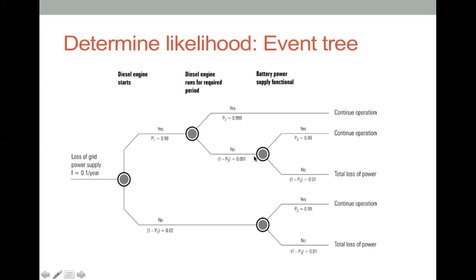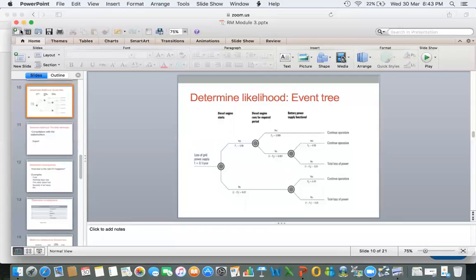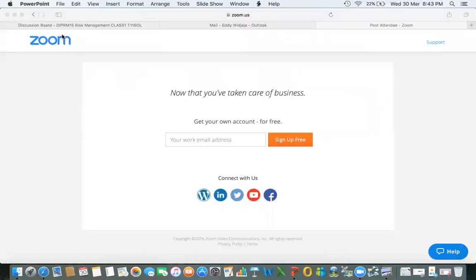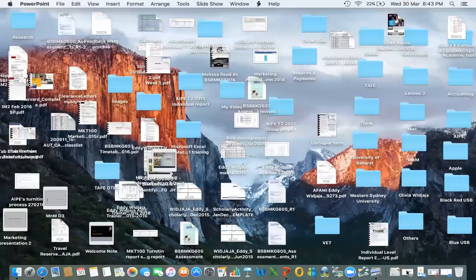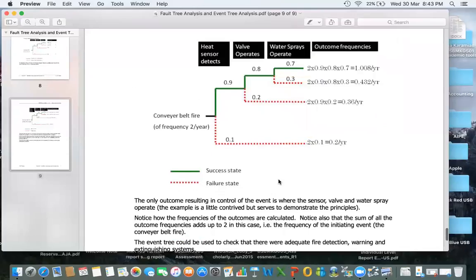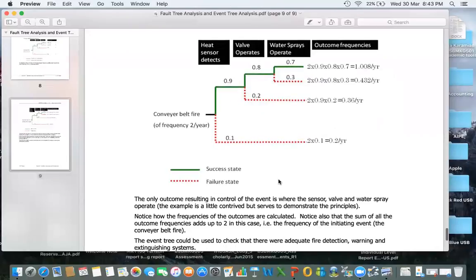Now I'm also taking this opportunity to show you another file that I have uploaded on the portal. If you look at that, we have a few systems again. Let's say this is about a conveyor belt fire. The frequency of a conveyor belt fire happening in the organization is, for argument's sake, twice a year.